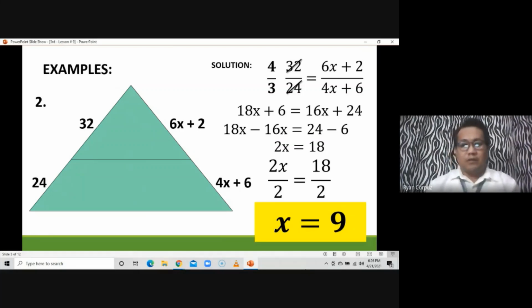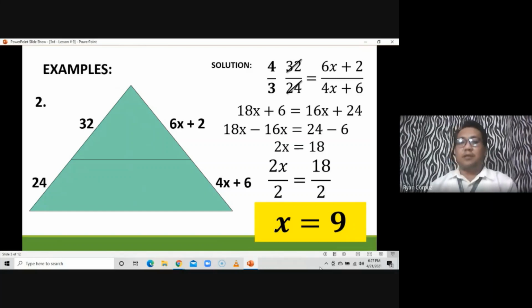Let's check. If x is equal to 9, then 6 times 9 is 54, plus 2 is 56. 4 times 9 is 36, plus 6 is 42. We have 56 over 42. Right? When we reduce that to lowest terms, is it the same as 4 over 3?